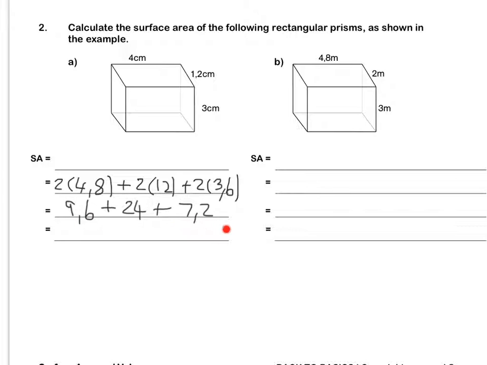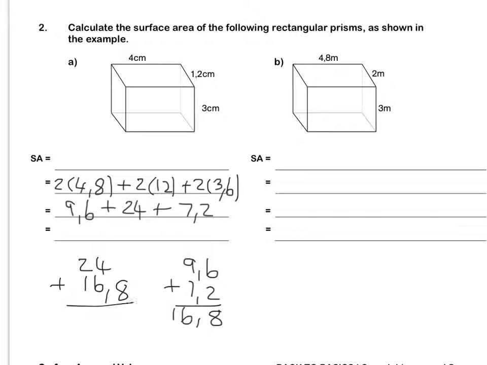Then we need to add up all our answers. So firstly we have 9.6 plus 7.2. We add up our tenths. 9 plus 7 is 16. Then we still need to add 24. So we have 24 plus 16.8. Here we have 0 tenths. So we get 8. To get a final answer of 40.8 centimeters squared. Press pause to complete question B by yourself.